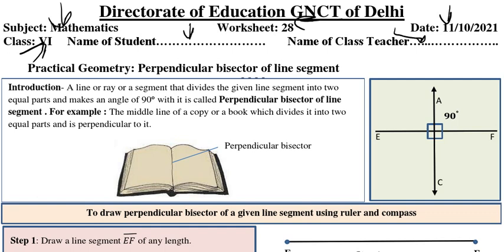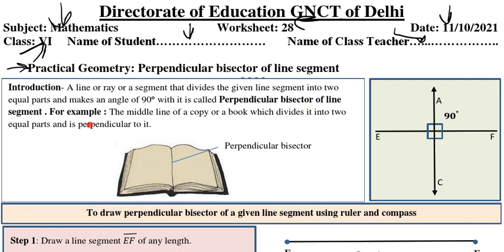So today we will study about practical geometry, and in this we will study the perpendicular bisector of a line segment. Now what is this perpendicular bisector of a line segment? Introduction: a line or a ray or a segment that divides the given line segment into two equal parts and makes an angle of 90 degrees with it is called the perpendicular bisector of the line segment.